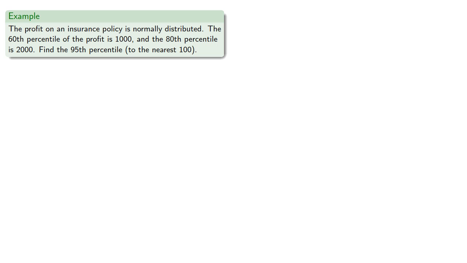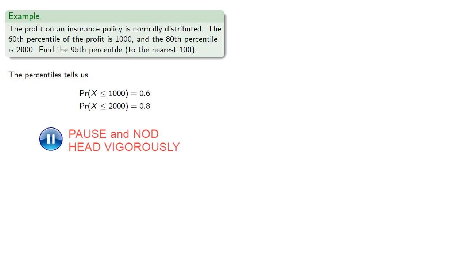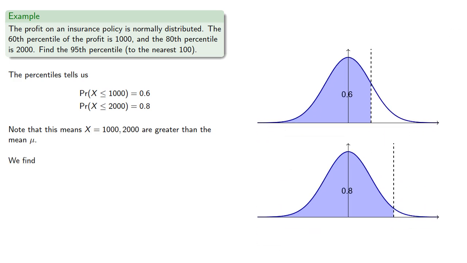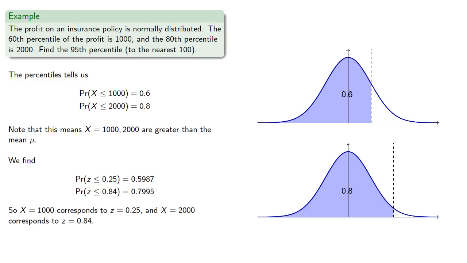Now, because there are two unknowns, mean and standard deviation, we might need two probabilities. So let's say we know the 60th percentile and the 80th percentile, and then we can try and find the 95th percentile. So the percentiles tell us two probabilities. Now, note that because these are less than probabilities and they're both greater than 0.5, that means they're both greater than the mean. And we find the corresponding z-scores. Now, the closest z-scores to the given values are 0.25 and 0.84. And so x equals 1,000 corresponds to 0.25, and 2,000 corresponds to 0.84.